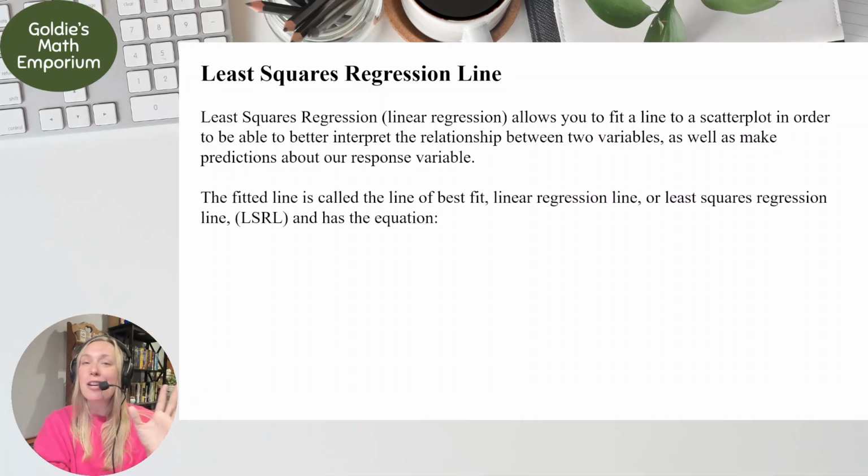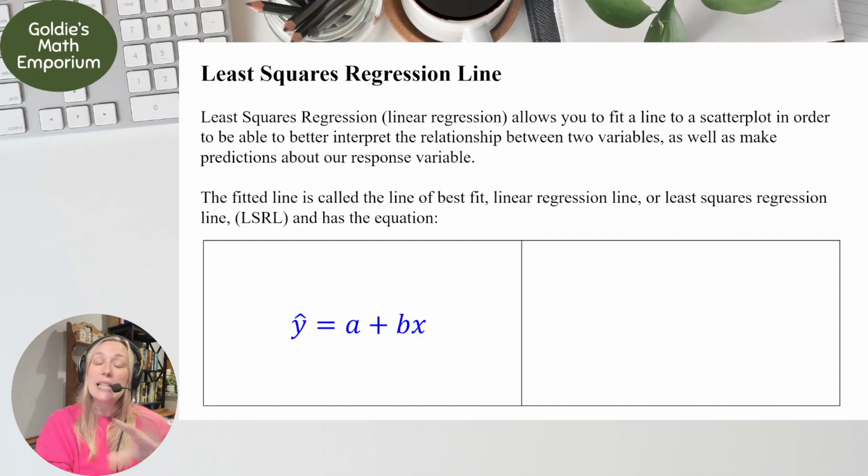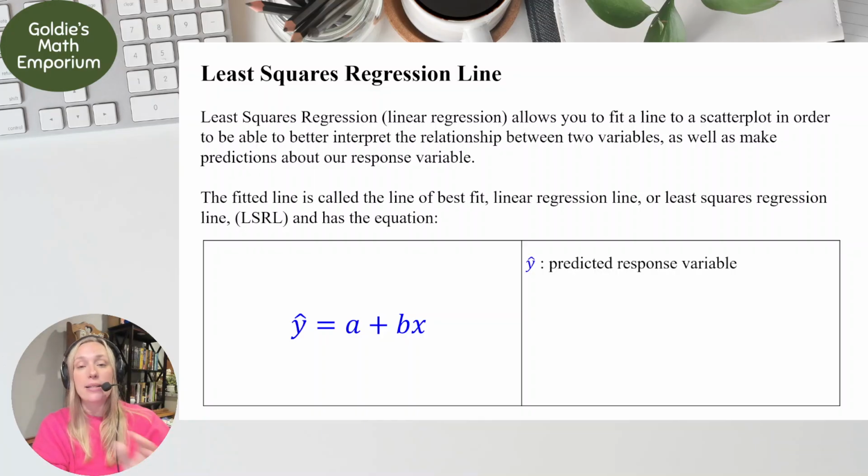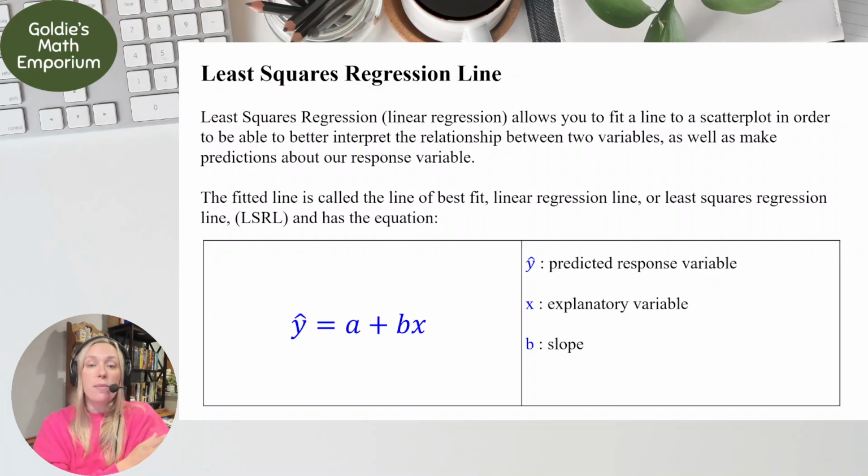And it's going to be a great fit for us, no pun intended here, because we call a fitted line a line of best fit. The linear regression line, least squares regression line, or for short, we call it the LSRL. And all of these words that we use in this course are going to describe this concept of least squares regression, okay? So it has this equation. Y hat, we say that right, Y hat equals A plus BX. Y hat is our predicted response variable. X is our explanatory variable. B is the slope, and A is our y-intercept.